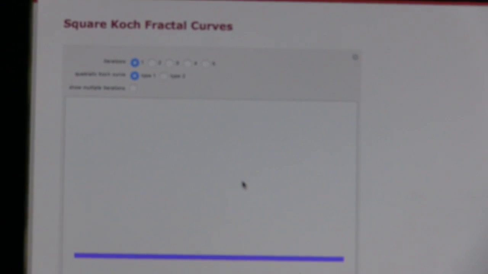Okay, so here are two things. We're going to look at two Wolfram demonstration projects on the square Koch fractal curve. Rather than having the whole square, it just has one side of the square. Okay. So the first iteration is just a line, just like we found. Yep. Go to the second one.